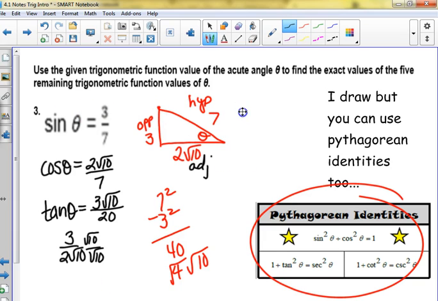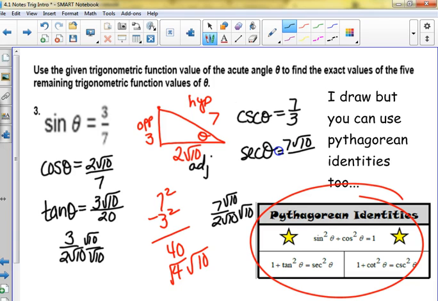Sine is easy. What is it called, first of all, when you flip it over? Cosecant. And that becomes 7/3. When we flip this disaster over, we get secant, which is 7 over 2 square roots of 10. Square root of 10, square root of 10 becomes 7 square roots of 10 over what? 20. Okay.